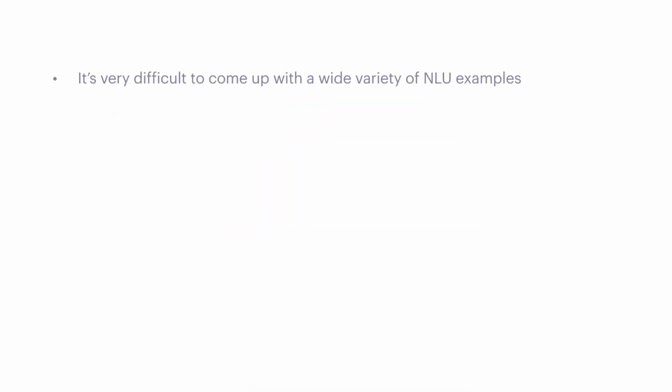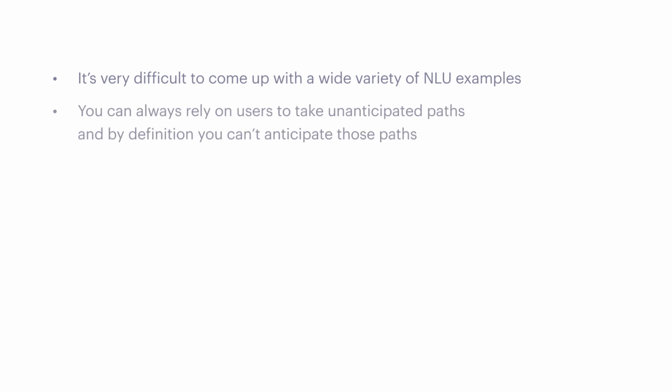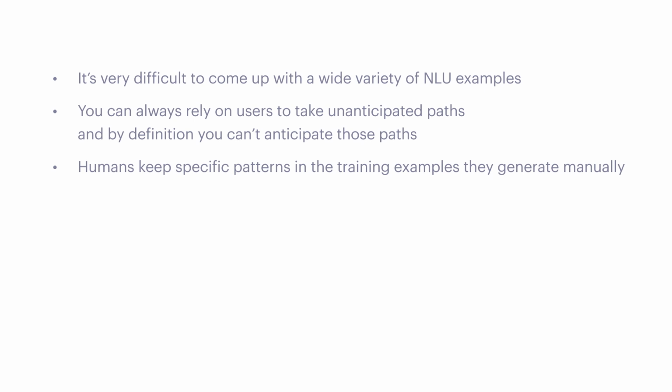And here is why. It's very difficult to come up with a wide variety of NLU training examples. And similar for dialogue, you can rely on real users to take the unanticipated paths, but by definition you can't anticipate those paths yourself. Also, when it comes to generating training data, humans subconsciously tend to stick to specific patterns in the examples they come up with. And on top of all of this, hypothetical conversations don't really reflect the real-world conversations, and they may drastically differ from how real users would talk to your assistant.